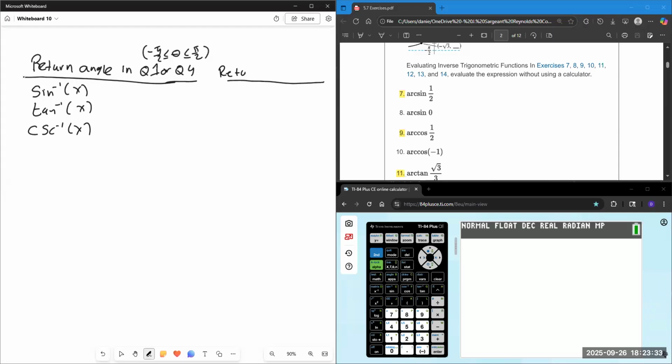The other three return angles in quadrants 1 or 2. So those angle measurements are going to stay between 0 and pi. They'll always be positive values. And that would be arccosine, arccotangent, since it has a cosine in the top of it. And the reciprocal of cosine is secant, so arcsecant. So make note of that. That's going to be important here when we look at these.